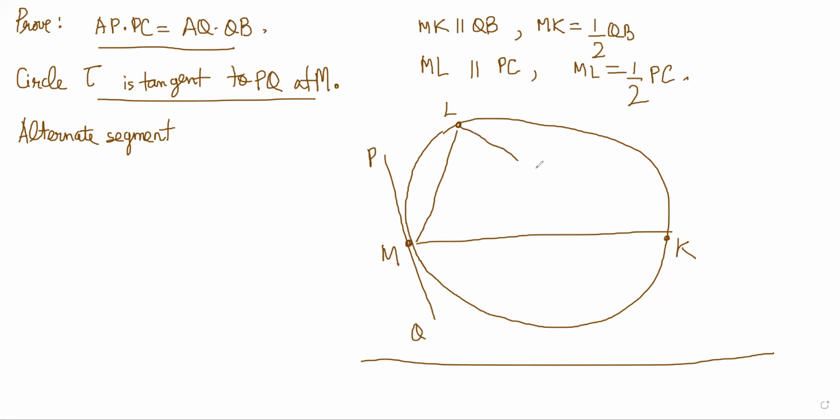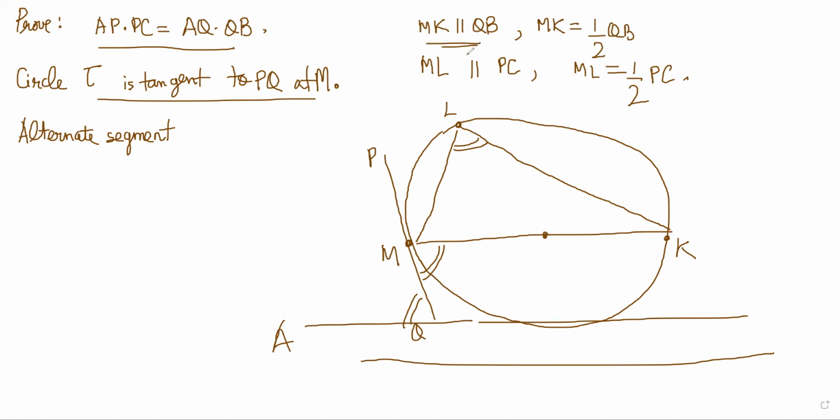And if I join this, I know that angle KLM, this angle, should be equal to this angle KMQ, right? By the alternate segment theorem, right? And angle KMQ is equal to angle MQA, right? Because of parallel lines, this was parallel to this base. You remember right now we had said that KM is parallel to QB, right?